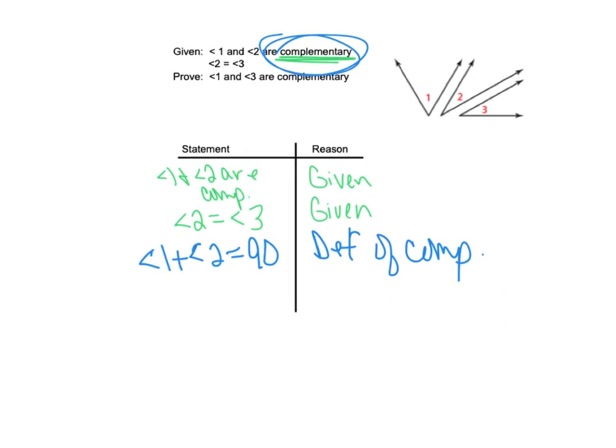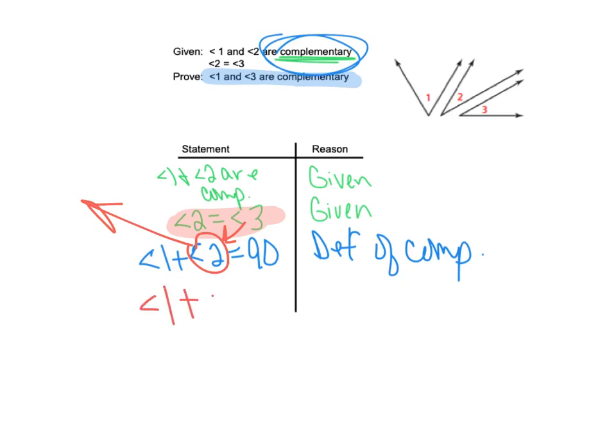Okay, so we've used our first given information, keeping an eye on what we're trying to prove. We're trying to show that angles 1 and 3 are complementary, or that they add up to 90 degrees. So I notice here that angle 2 is the same as angle 3. Anywhere I see an angle 2, I can take it out and put angle 3 in its place. So that's what I'm going to do.